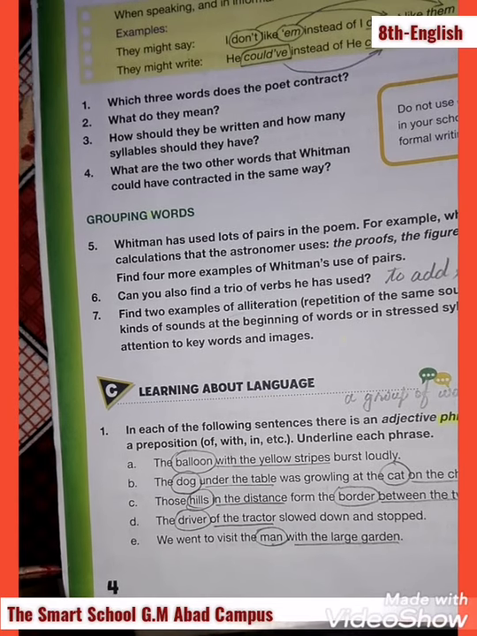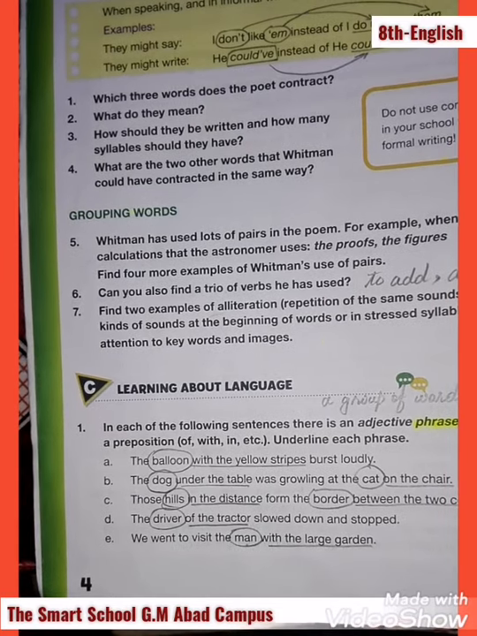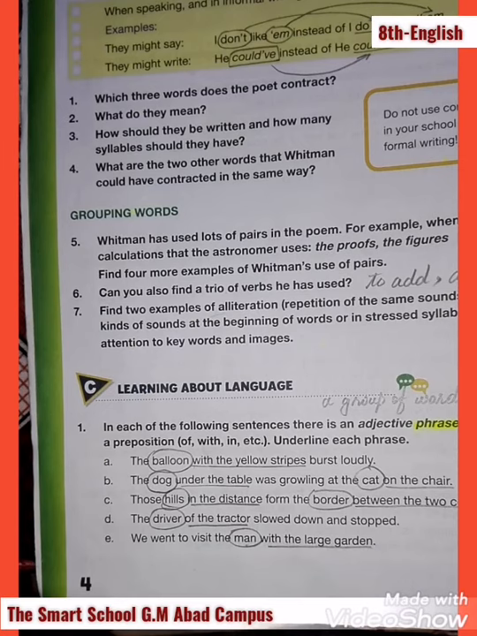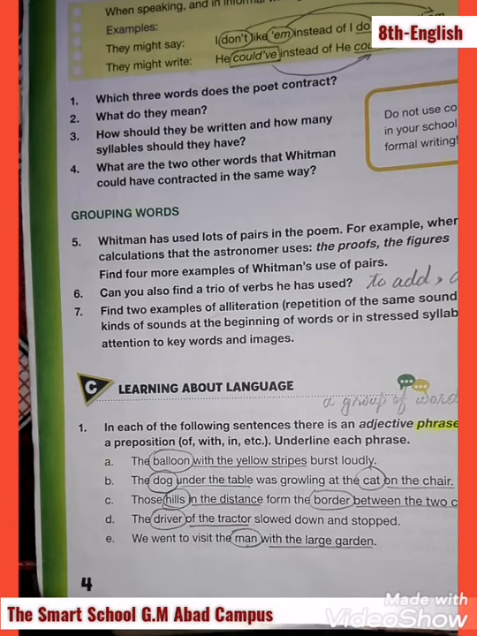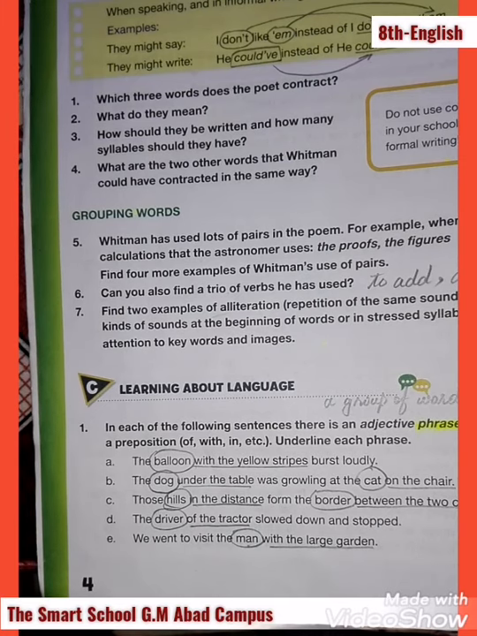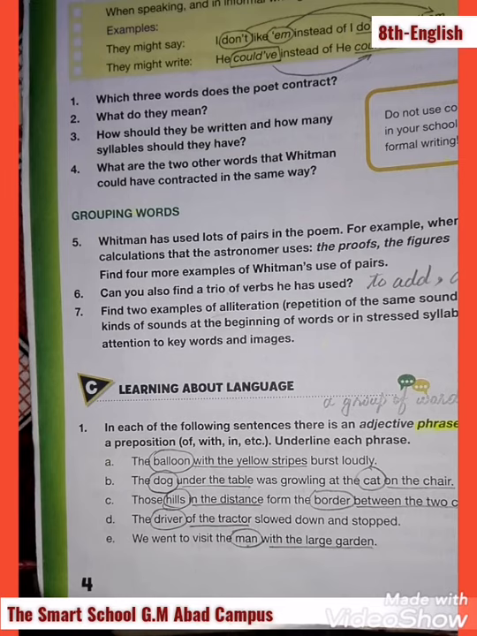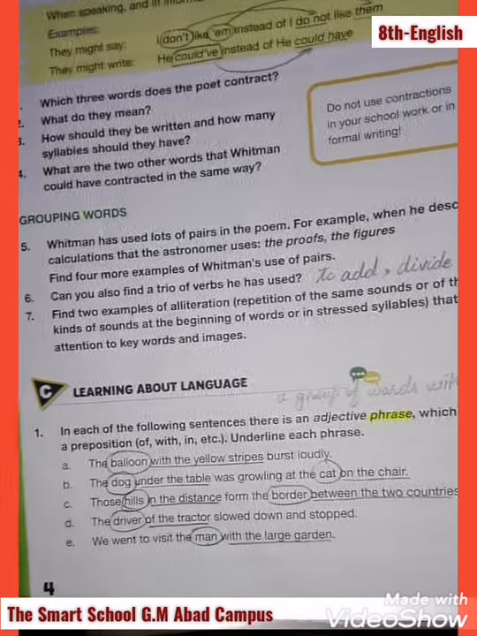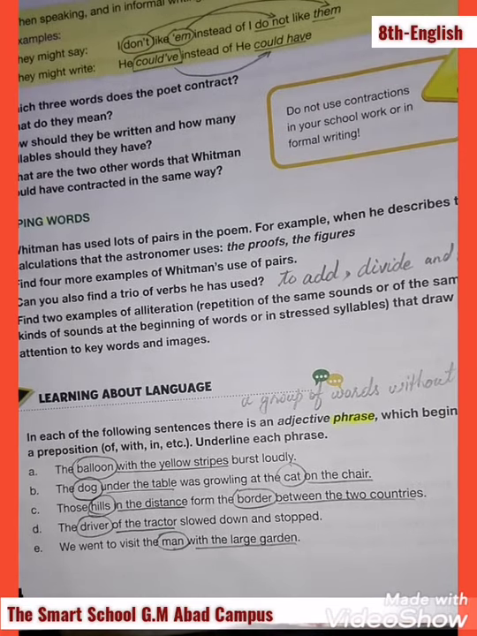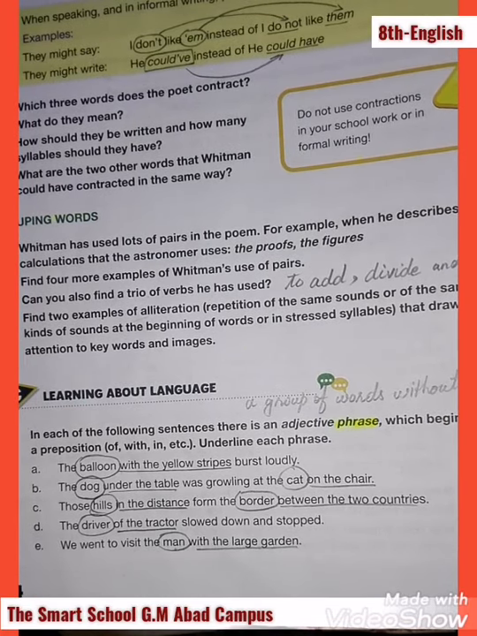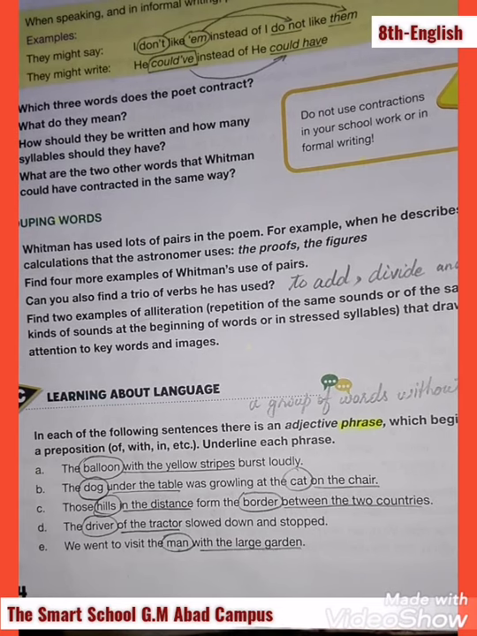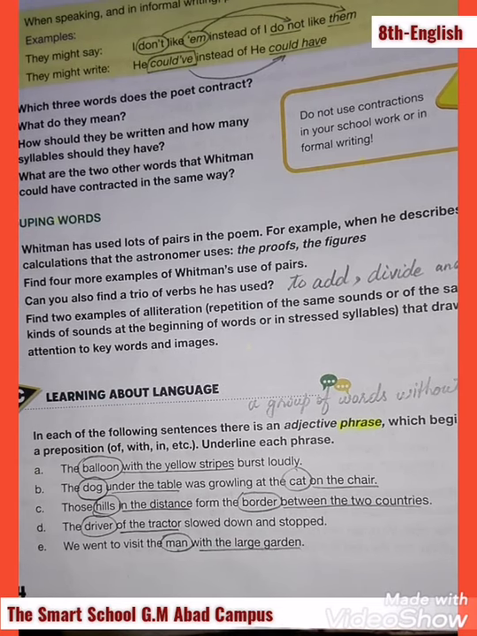The dog under the table was growling at the cat on the chair. The dog is a noun. Under the table is the adjective phrase of the noun. The dog is under the table and the cat is on the chair. ठीक है ना. Those hills in the distance form the border between the two countries. ठीक है. Those hills. Hills is the noun. Which hills? कौन से hills? In the distance. This is the adjective phrase of the hills. Border is a noun. Between the two countries is the adjective phrase of the border.